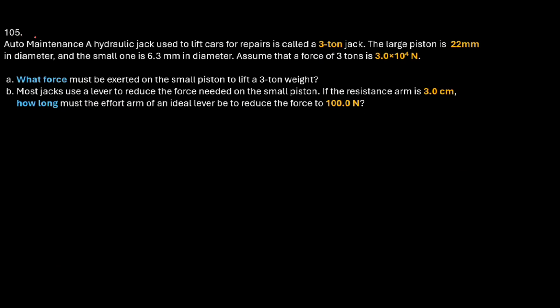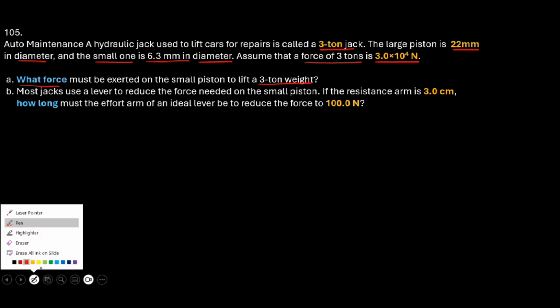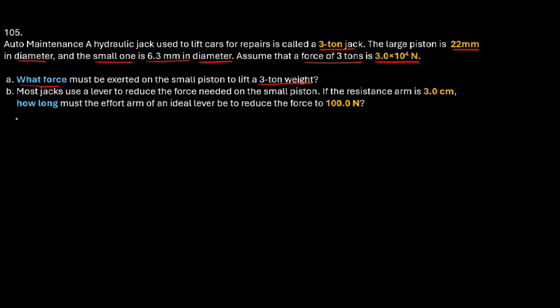Question 105. Auto maintenance. A hydraulic jack used to lift cars for repair is called a 3-ton jack. A large piston is 22 mm in diameter and the small one is 6.3 mm in diameter. Assume that a force of 3 ton is 3 times 10 to the power 4 Newton. The first part of the question is asking you, what force must be exerted on the small piston to lift a 3-ton weight? So I will write the given quantities.